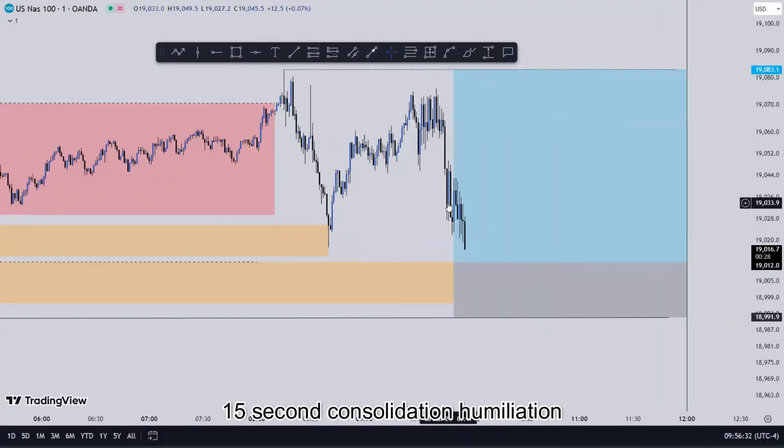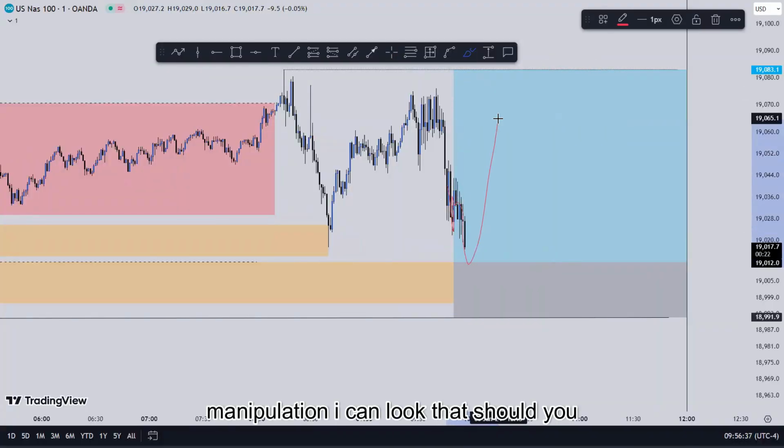Yeah, all of this is like a 15-second consolidation, accumulation, manipulation, clicking to distribute.